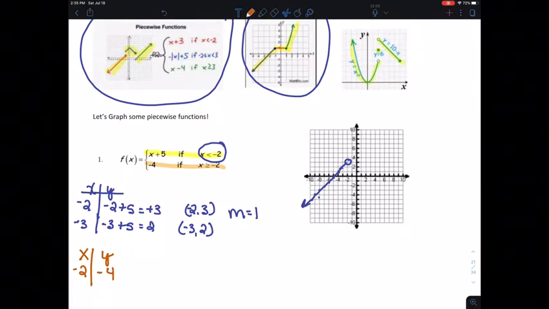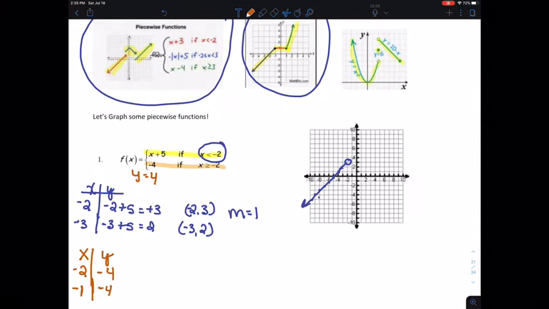When x, I need a point greater than -2, so I'm going to try -1 because that's greater than -2. And what is it going to be? It's always going to be -4. This is like saying y equals -4, which has a slope of 0. It's a horizontal line at -4.